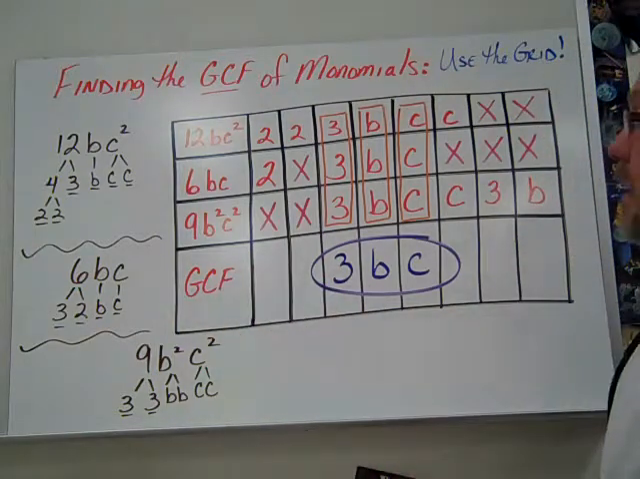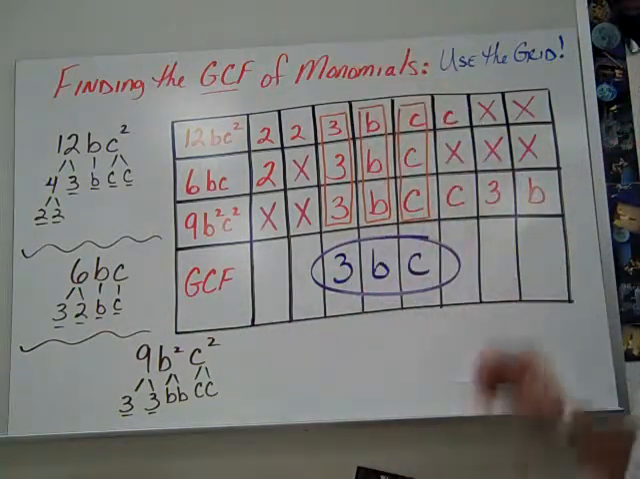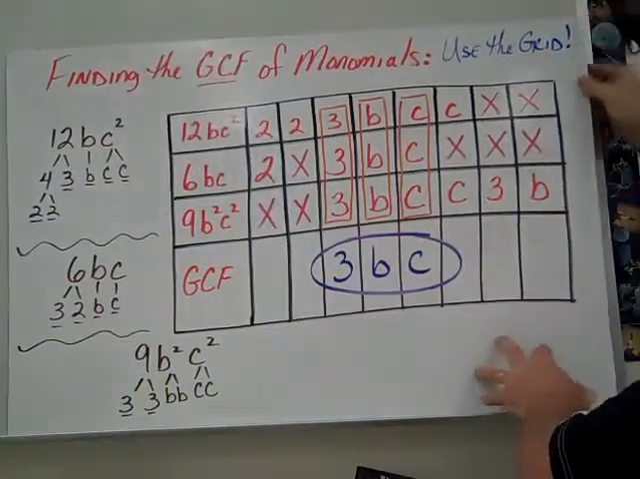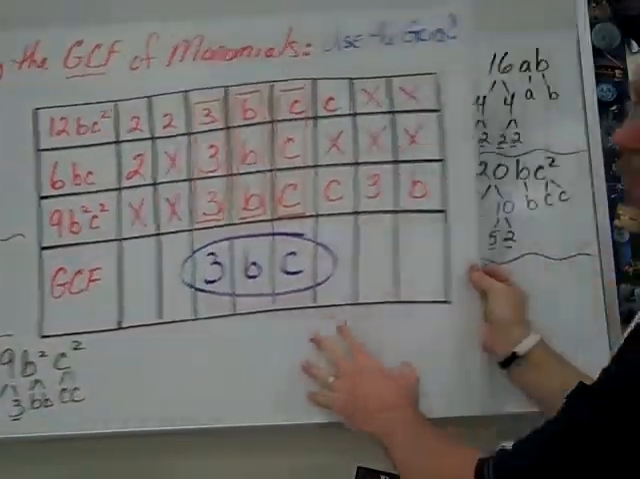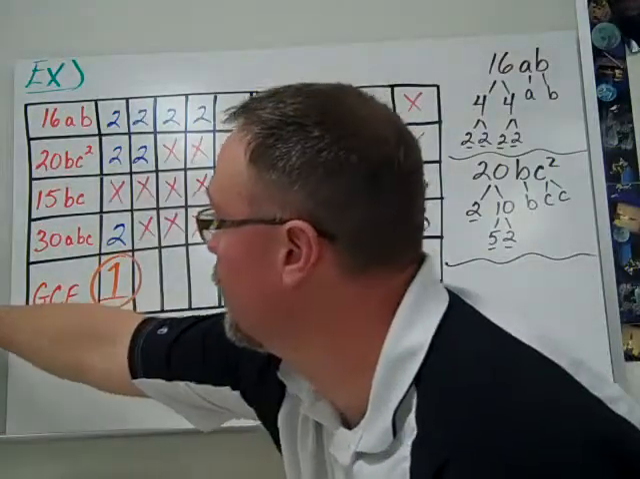So that's our greatest common factor. Again, columns that are filled are only the ones that we bring down. More than one, we have to multiply.